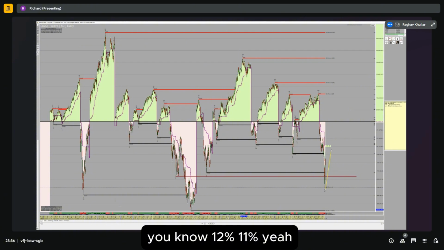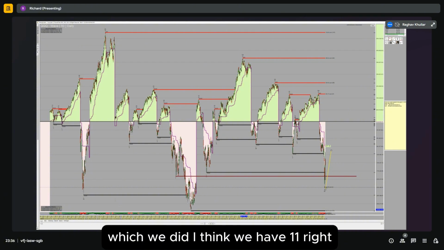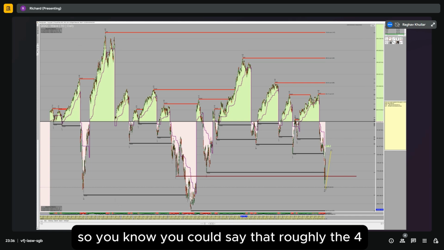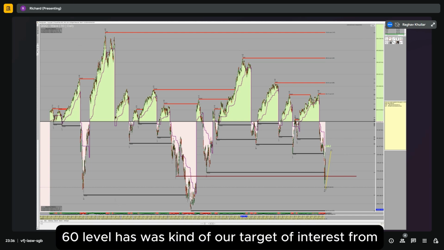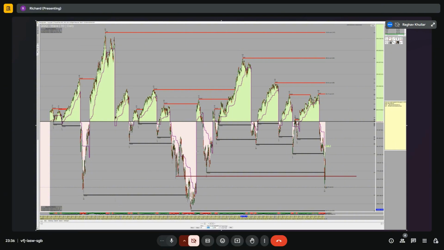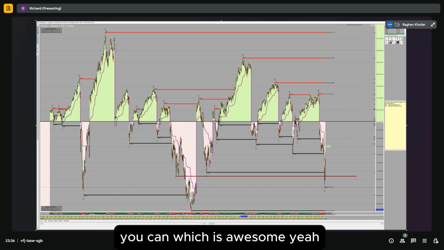12%, exactly. 11%. Yeah, which we did. I think we had 22, 11, right? 16 actually from the very low on QQQ. And our 16% target was from the 2022 UAT. So you could say that roughly the 460 level was our target of interest all the way from when we were at 403. Which is also awesome, and remarkable.